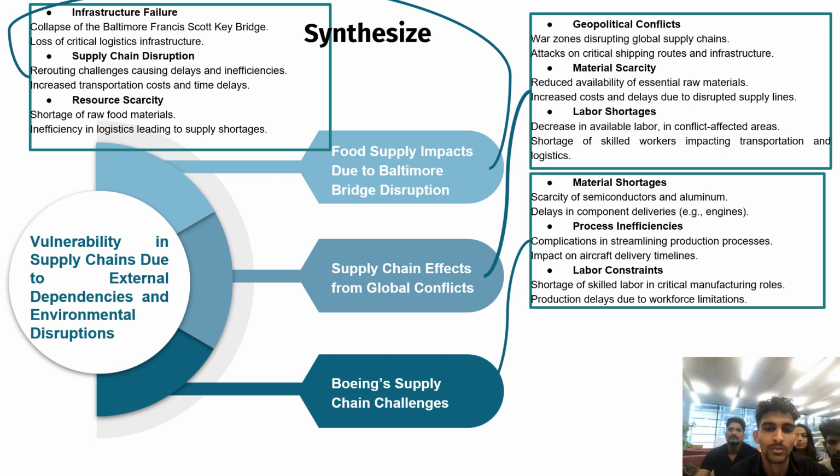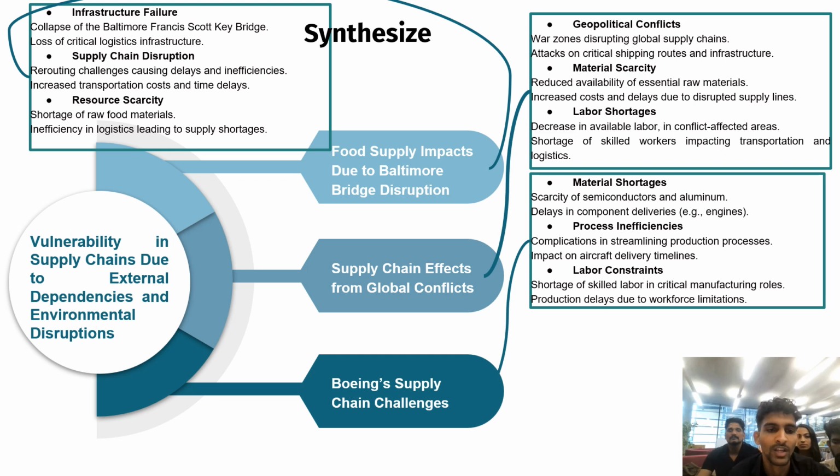The collapse of the Baltimore bridge represents a significant infrastructure failure, leading to severe disruption in food logistics, increased transportation costs, and resource scarcity. On a broader scale, geopolitical conflicts, particularly in war zones, have disrupted global supply chains by attacking critical shipping routes and reducing the availability of essential raw materials such as grain and energy. These conflicts have also led to labor shortages, further straining logistics and increasing cost.